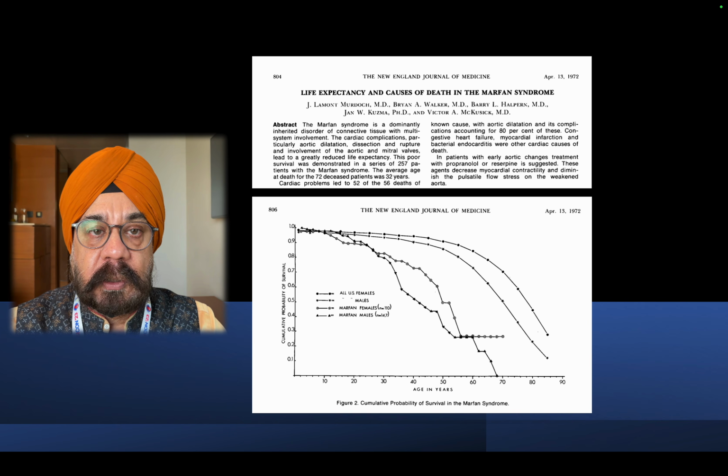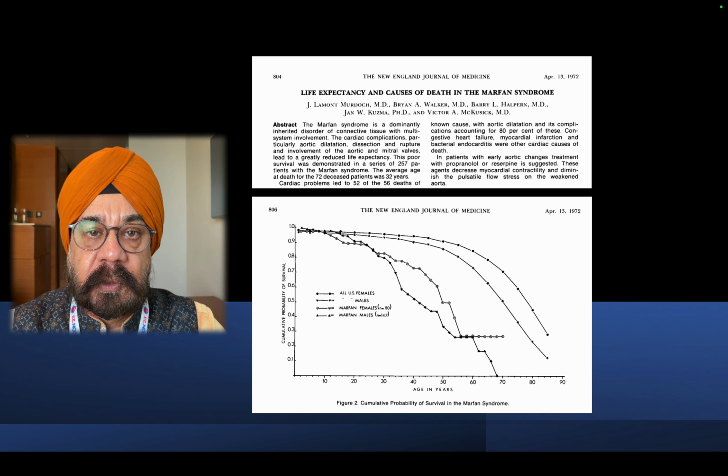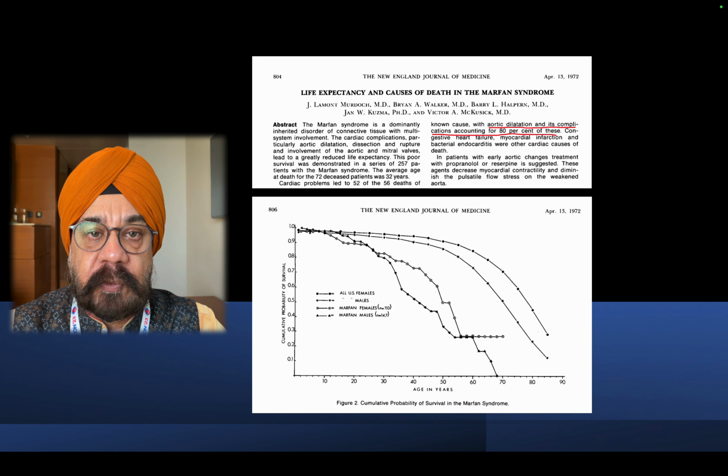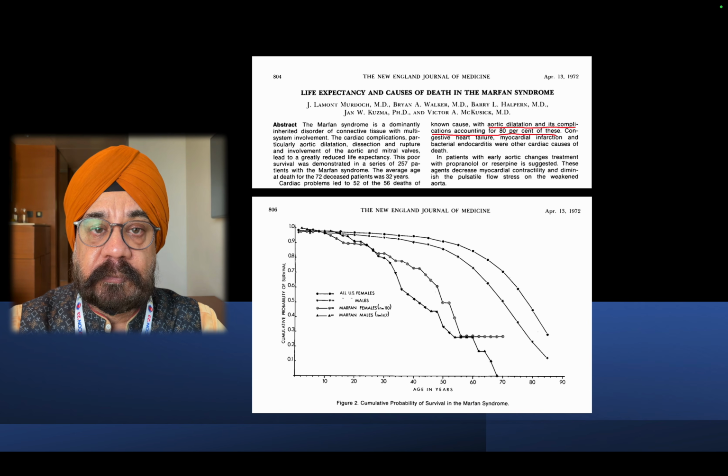The issue is not the syndrome or something else. The problem is they don't live a normal life. What limits their life to about 40 years on average is the dissection of the aorta and aortic root dilatation. So for all these features of Marfanoid syndrome or other disorders which produce skeletal abnormalities like this, we need to look at the aorta because that is the thing which is going to limit their lifespan. So let's focus on the aorta.